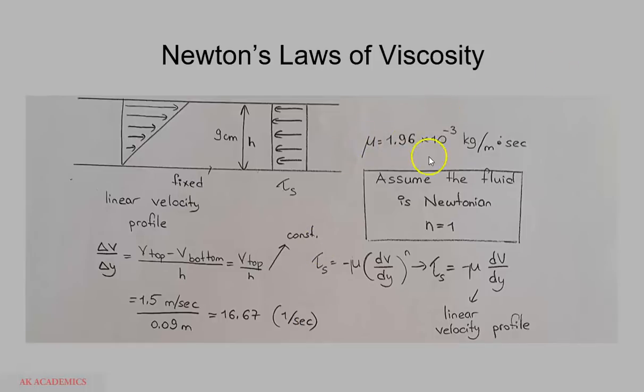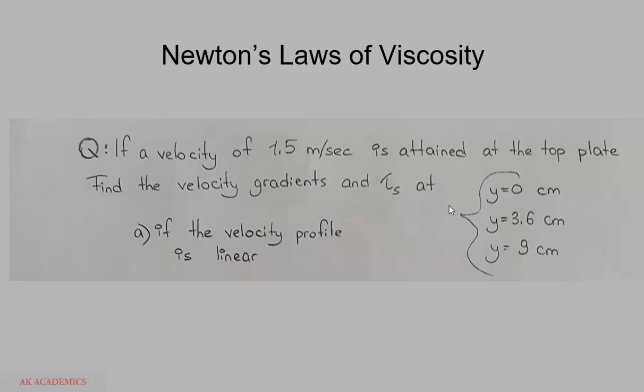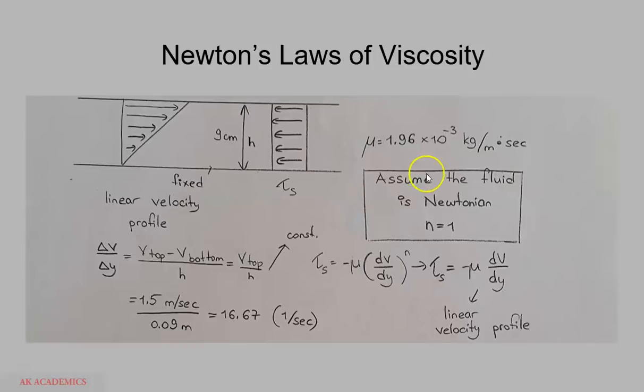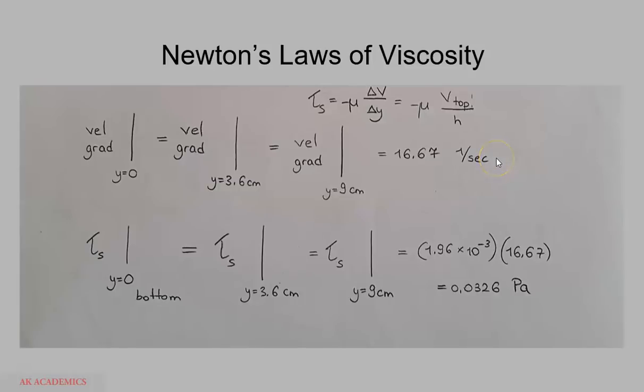This viscosity mu is given in the question as 1.96 times 10 raised to power minus 3 kilogram per meter per second. It's not written here, but it's given in the question, so please pay attention to that. Note it down. It's given in the question. Okay, so let's go ahead.